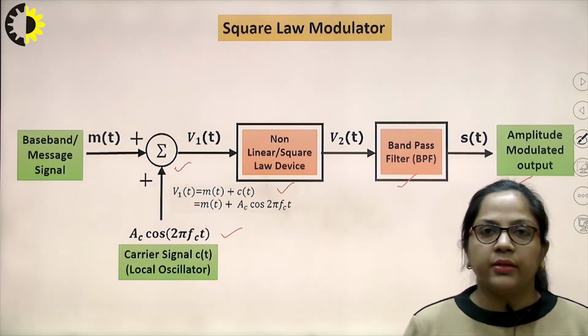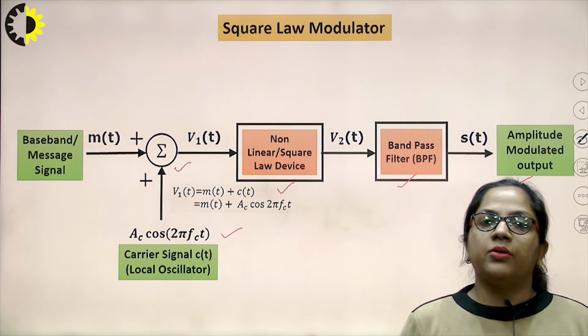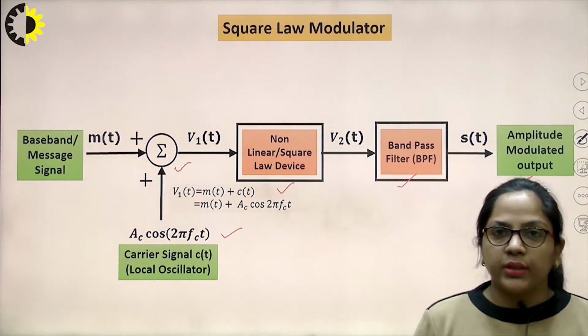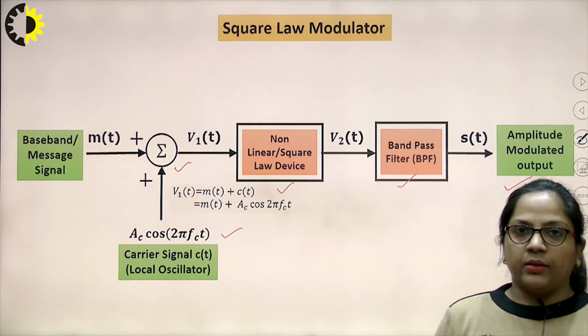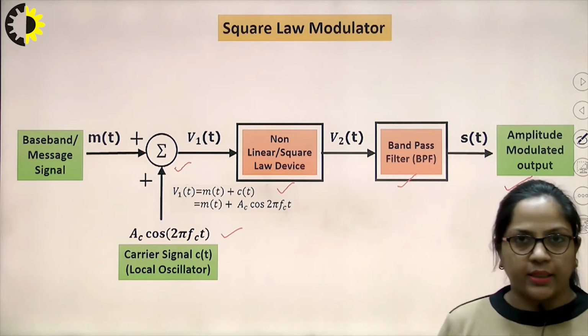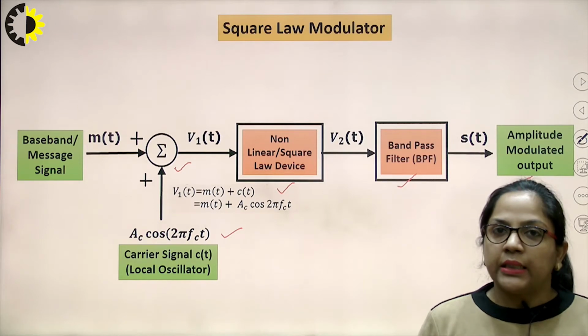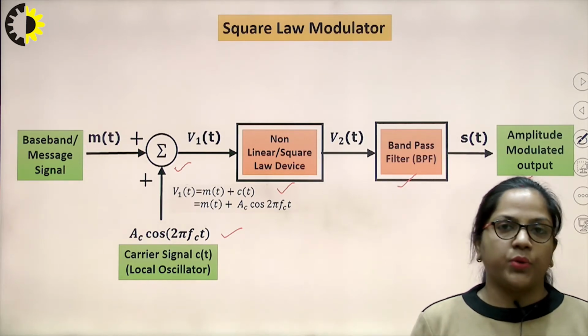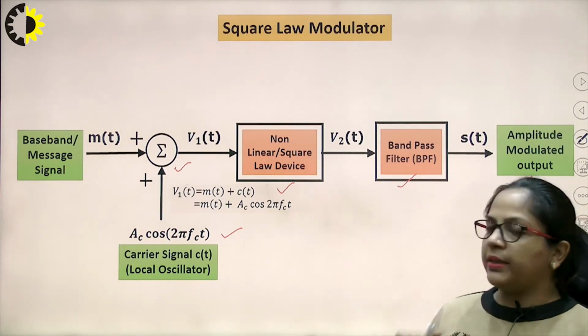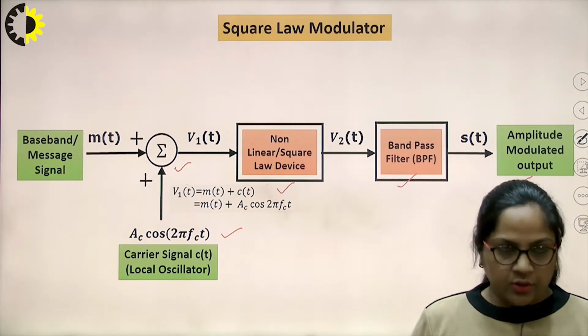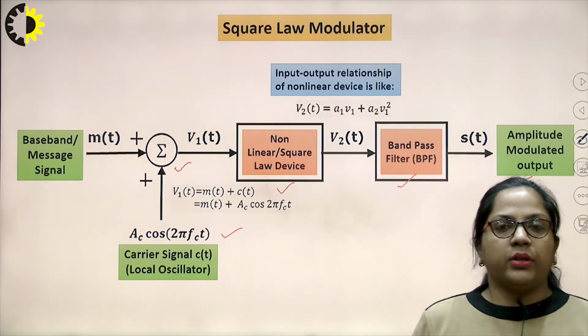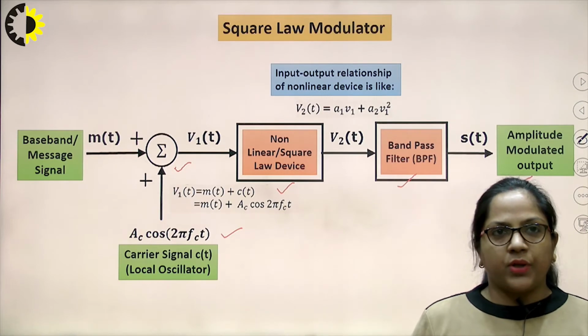What is a non-linear device? We know that a non-linear device has non-linear properties between input and output signal. So, any device which has a non-linear relationship between input and output we can use here, like a diode or transistor. So, what is the input-output relationship of a non-linear device?